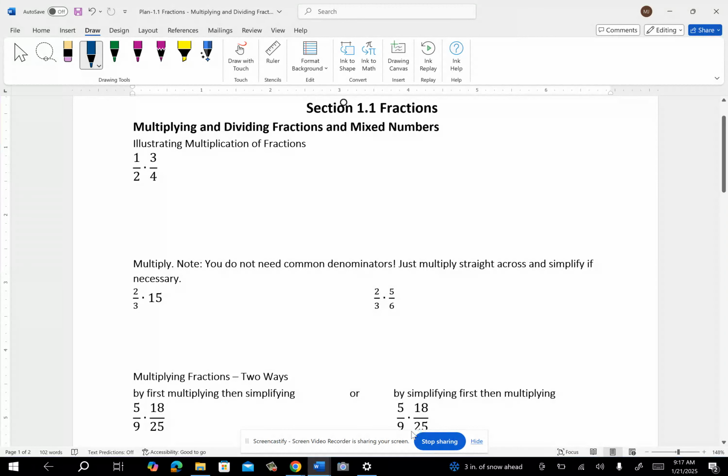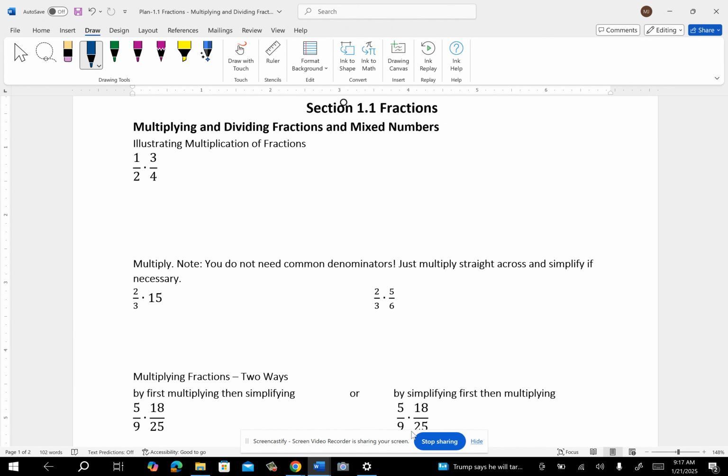In this video, I'm going to be looking at the multiplying and dividing fractions and mixed numbers worksheet. Okay, so find that worksheet and follow along. We've done part of it, but I'm going to go ahead and do a video for the whole thing.